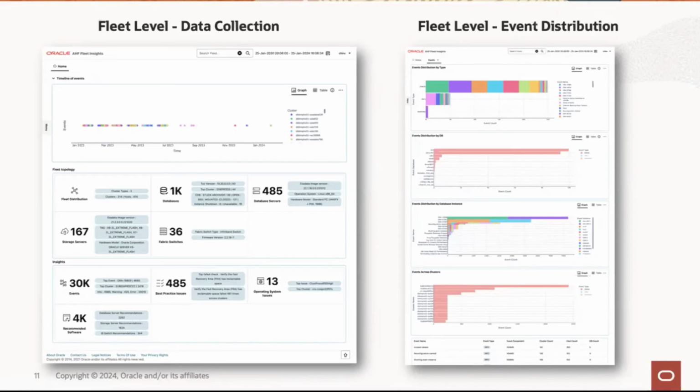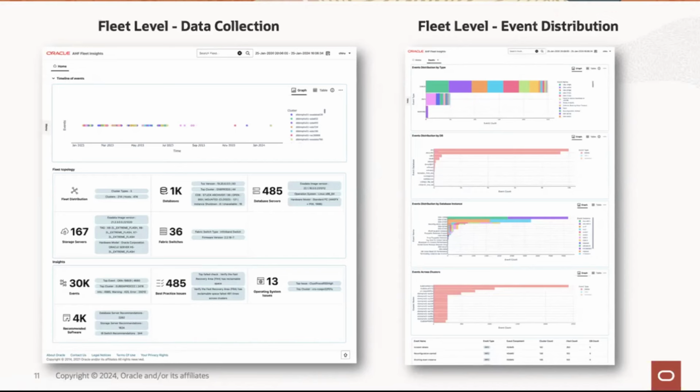We have information regarding best practices, whether Oracle best practices are being followed across the fleet. And if there are violations, those violations get bubbled up as part of these dashboards and help the fleet manager make sure that appropriate actions are taken in order to resolve those best practice violations.